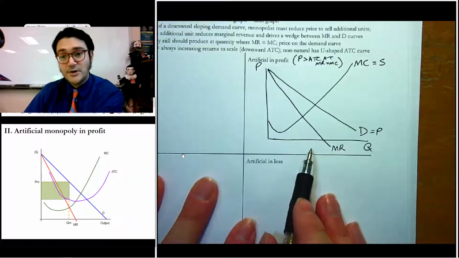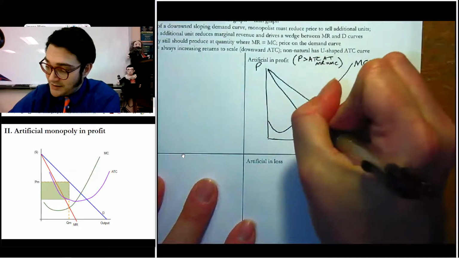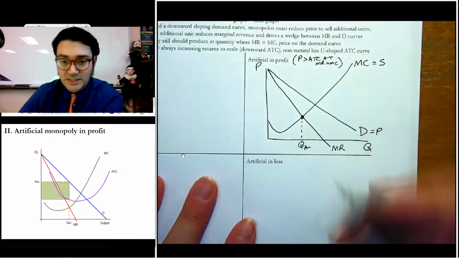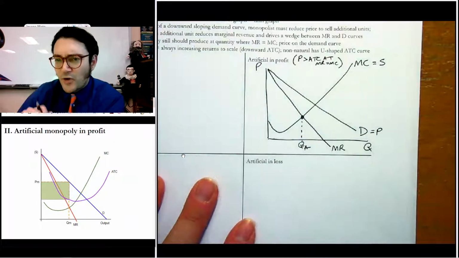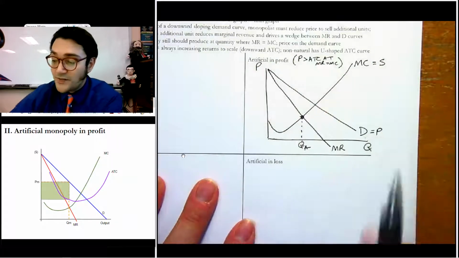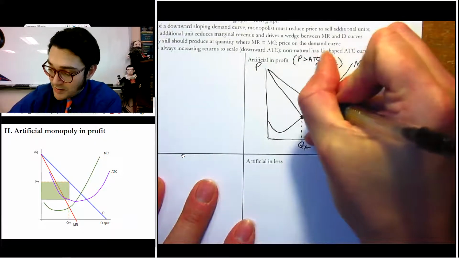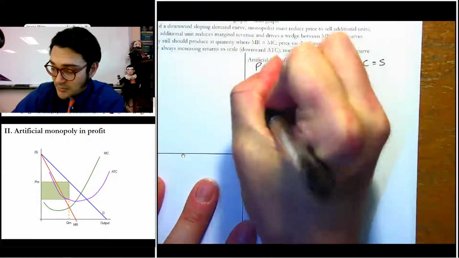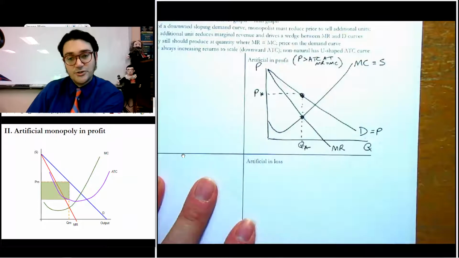Well, they're going to produce where MR equals MC. That's pretty easy to find right here. So this is the quantity that the monopolist produces at, right? But where do they price? They don't price here. Remember, they price on the demand curve. So we're going to go up, and we put a dot here, and we go over, and we say that's the price that the monopolist charges.